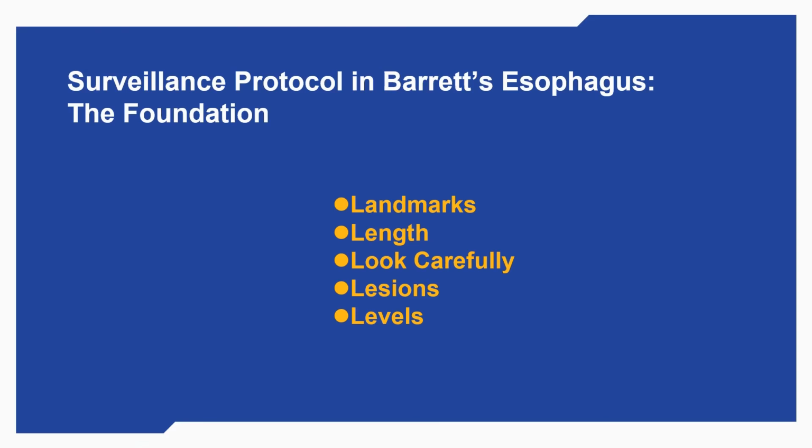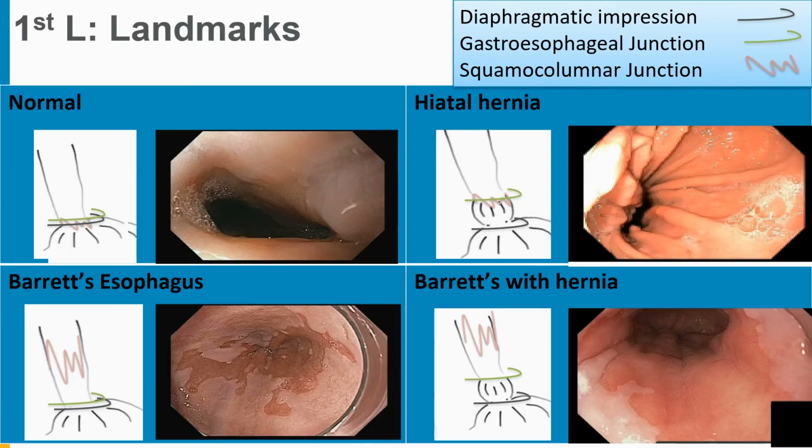We will first review the foundation of a surveillance examination in Barrett's esophagus. I use the 5 L's to summarize the quality measures we should be doing and documenting in a high-quality surveillance protocol. These are landmarks, length, look carefully, lesions, and levels. The first L is landmarks.